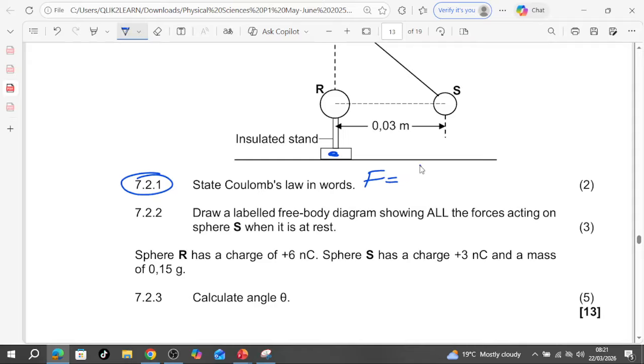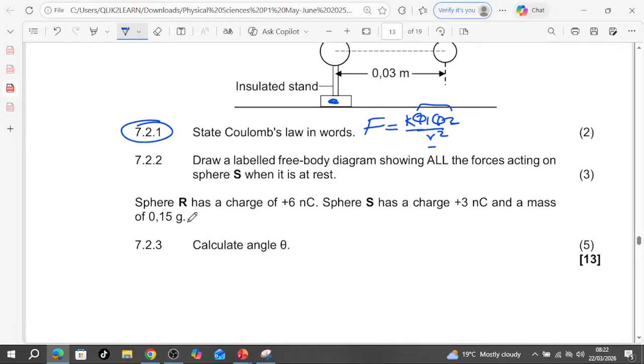So F is equal to Q1 Q2 all over r squared. And then if I still remember the formula correctly, this should be k. Right, this is Coulomb's law. So we are saying the force is directly proportional to the charge and inversely proportional to the distance between them. That's Coulomb's law. Let's work on 7.2.